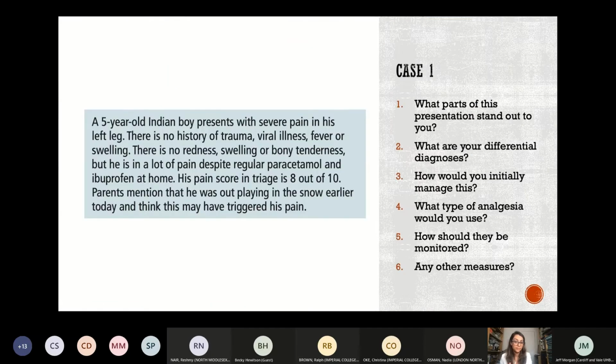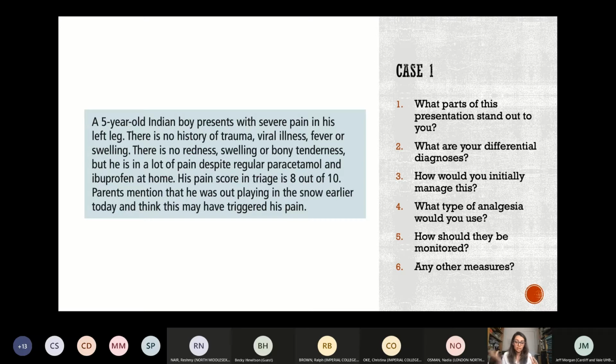So, case number 1. We've got a 5-year-old Indian boy who presents with severe pain in his left leg. There's no history of trauma, viral illness, fever or swelling. There's no redness, no bony tenderness when you palpate, but he's in a lot of pain despite regular paracetamol and ibuprofen given at home. You see him in triage and the pain score is 8 out of 10. The parents say that he was out playing in the snow a little earlier today and they think this might have triggered his pain.